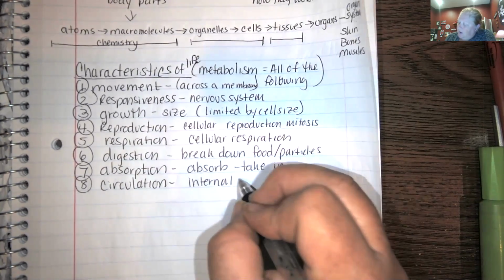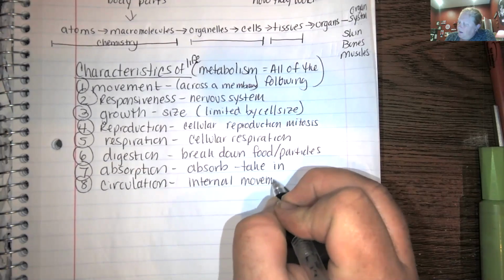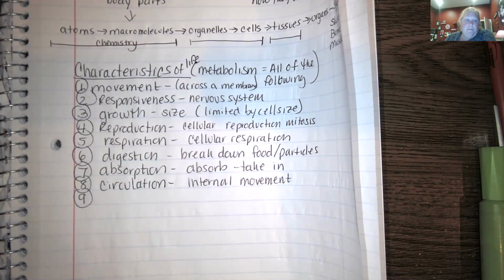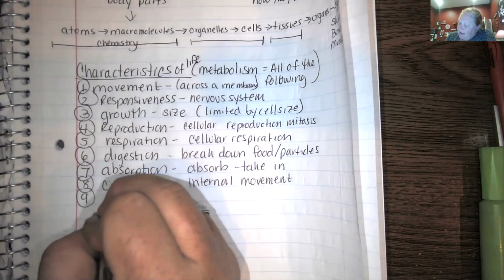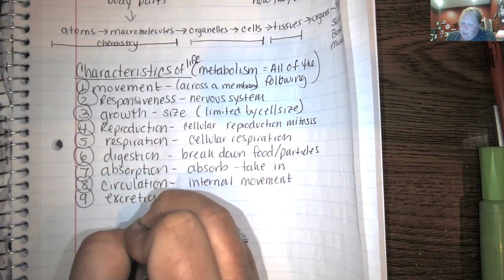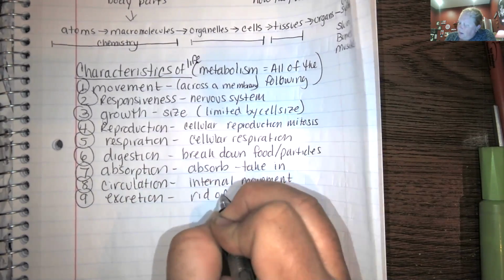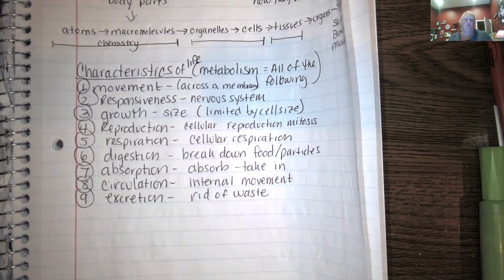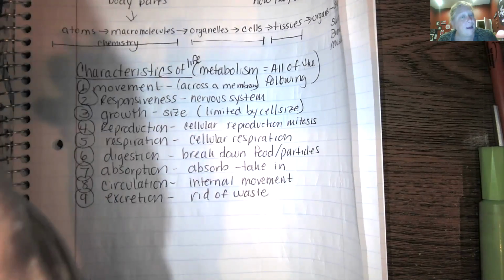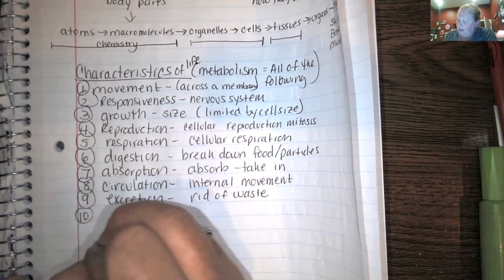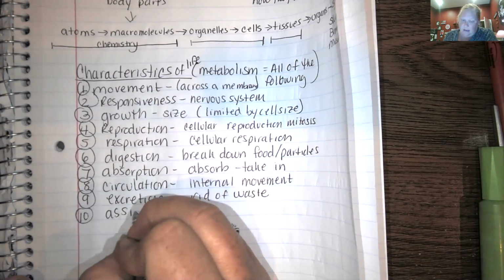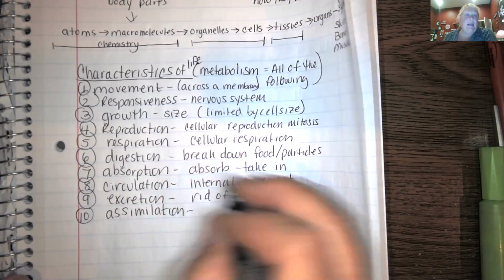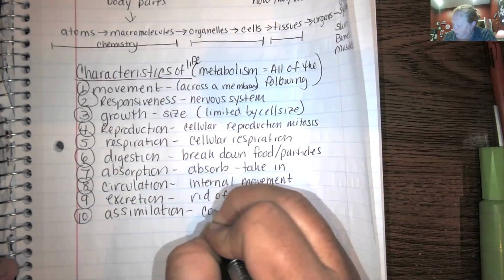Number 8, circulation. You got to have movement, internal movement of products. So movement, but circulation, internal movement, circulation of water could be one. Number 9, excretion. Got to be able to release waste products. Keep in mind that waste products doesn't necessarily mean urine and fecal material, but could also mean carbon dioxide. And the last one I like to leave is probably the one that you know the least amount. It's called assimilation. And it is combining products into something new.